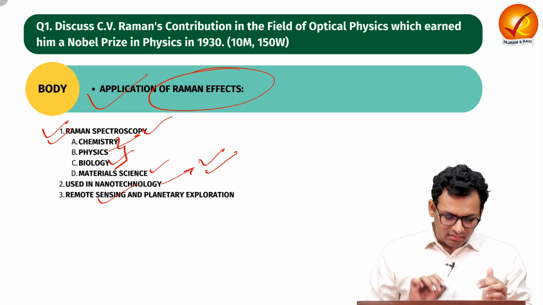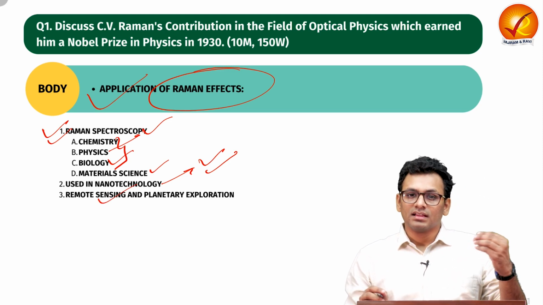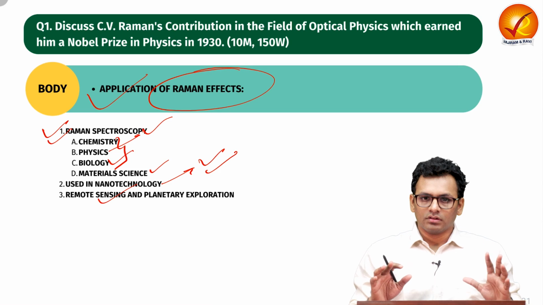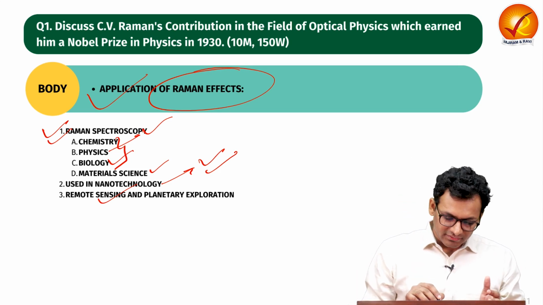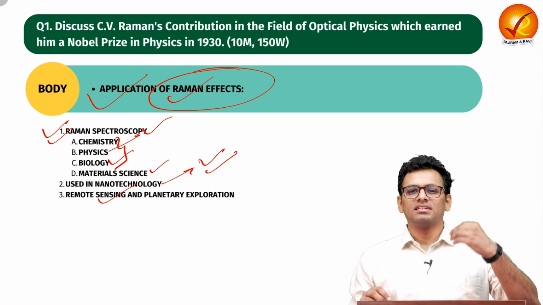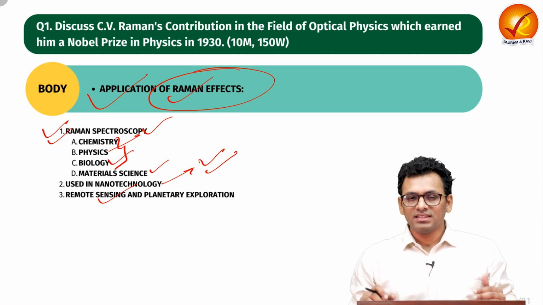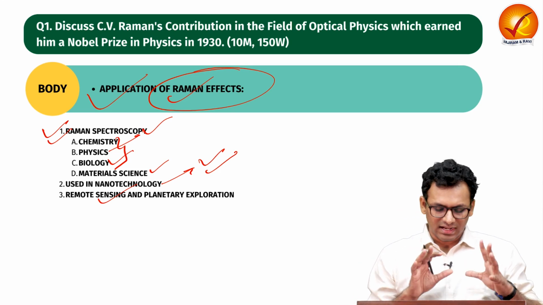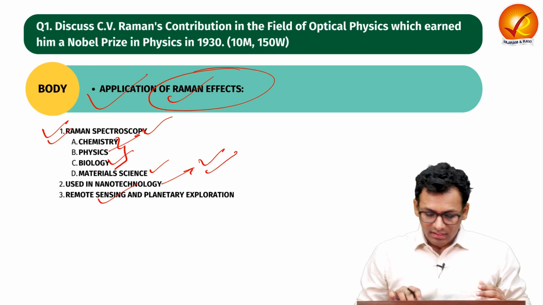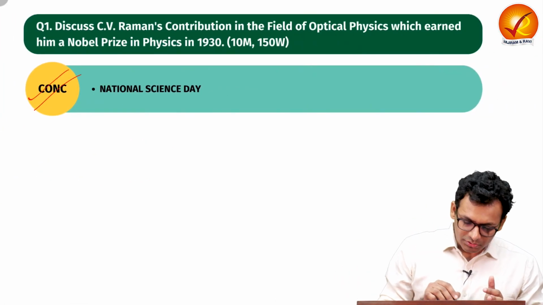You can also understand that remote sensing and planetary exploration can be a tool through which the Raman effect can be utilized. We can understand different celestial bodies, their composition, etc. So that is the application part for the Raman effect. Now let us see the conclusion.